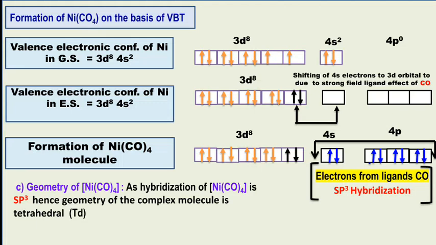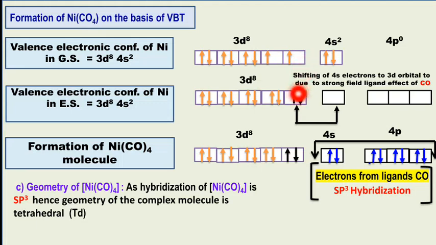So whenever there is a strong field ligand in the complex, it forces the inner unpaired electrons to pair up and tries to shift electrons into the inner d orbitals because of its strong ligand effect. So whenever the ligand is stronger, if there are unpaired electrons in the complex, it forces these inner unpaired electrons to pair up and shifts its electrons into the inner d orbital. That is the important point.